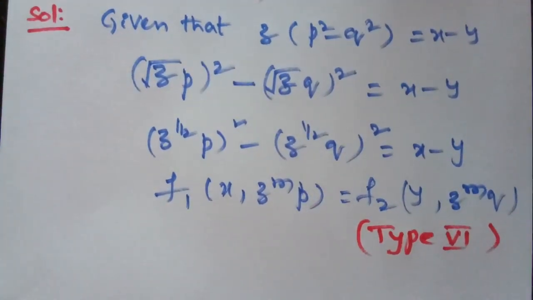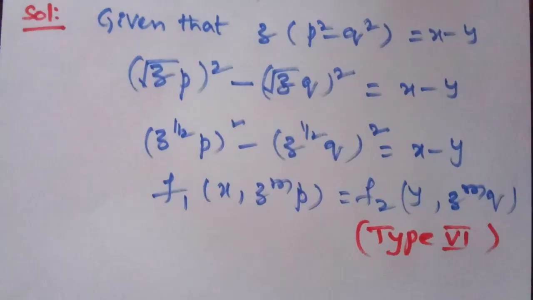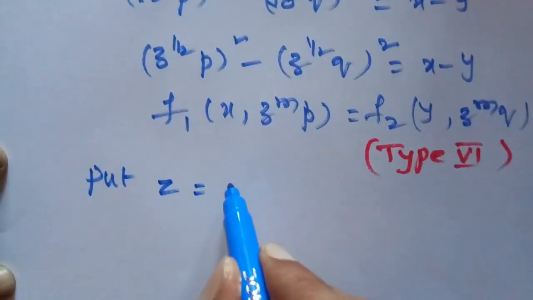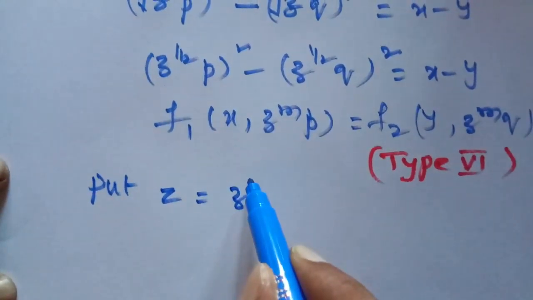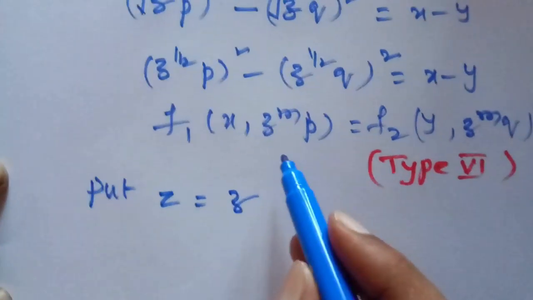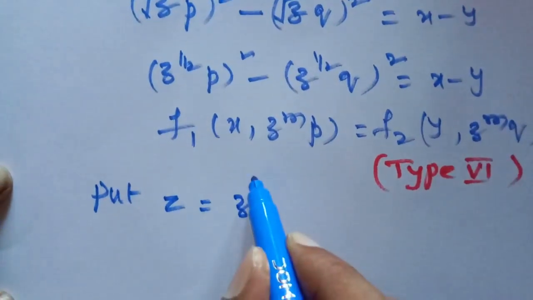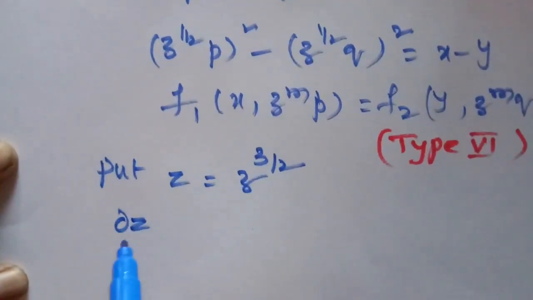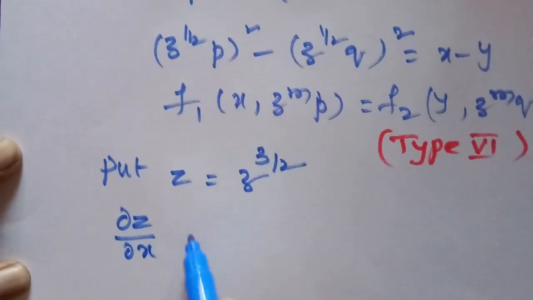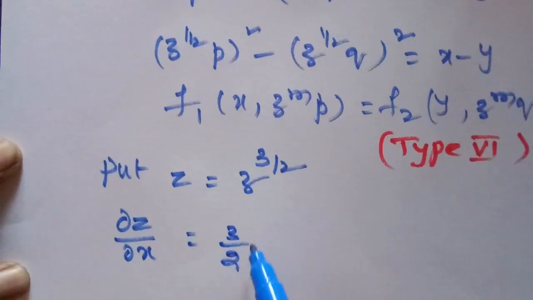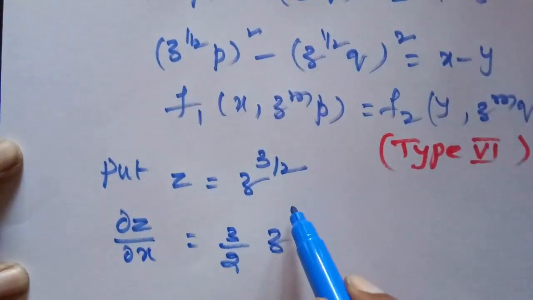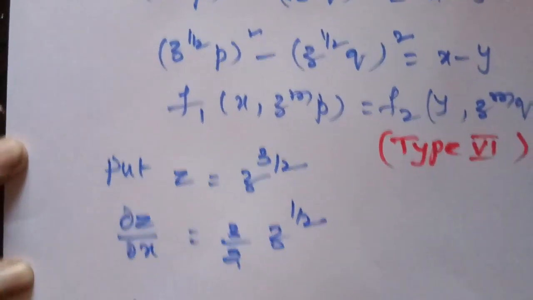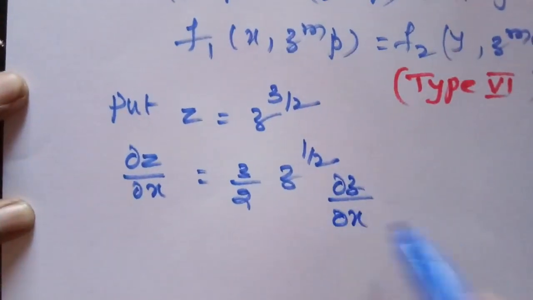This is type 6. Now put capital Z is equal to z to the power of 1 plus m plus 1. Here m is 1 by 2. 1 by 2 plus 1 is 3 by 2. Therefore partially differentiating with respect to x, we get 3 by 2 into z to the power of 3 by 2 minus 1, that is 1 by 2, into dou z by dou small x.